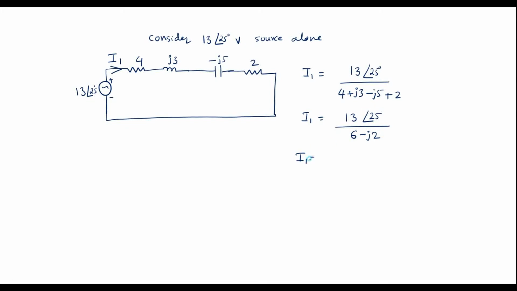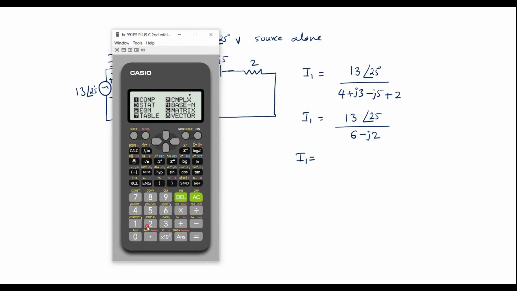Let me simplify this. Therefore I1 is equal to, in complex mode, so option 2 is complex mode. As well, keep this in degree mode. Anyhow it is in degree mode. So 13 angle 25, so here we can directly use angle. Shift, press that sign, that will be angle. Shift 13 angle 25 divided by, we have 6 minus J2. Better put it in bracket, 6 minus 2i. J2 means 2i. Press equal sign.